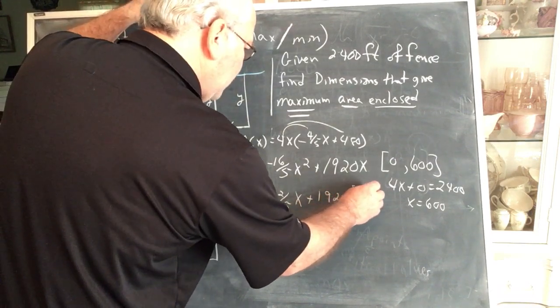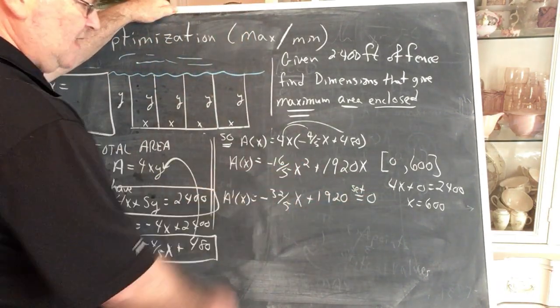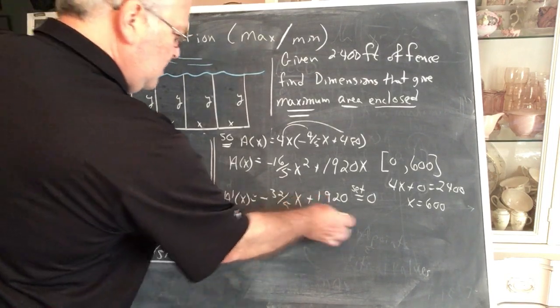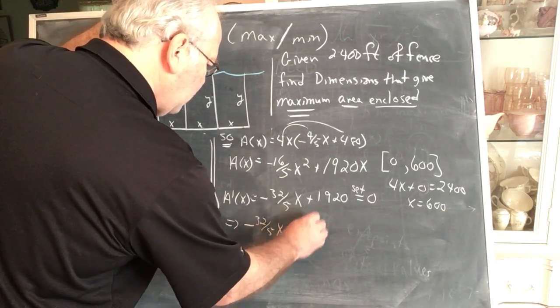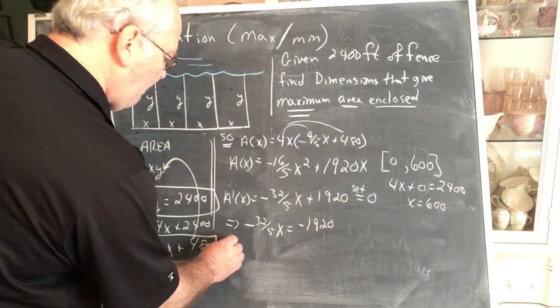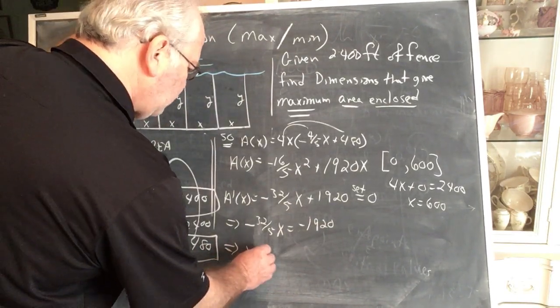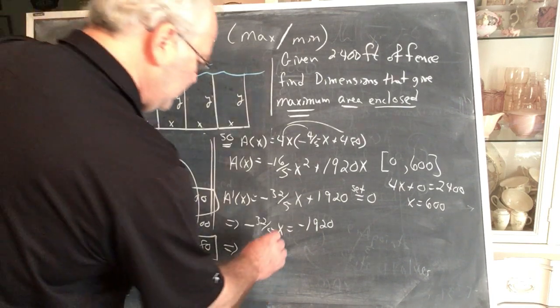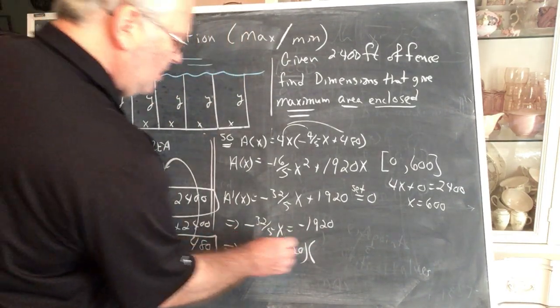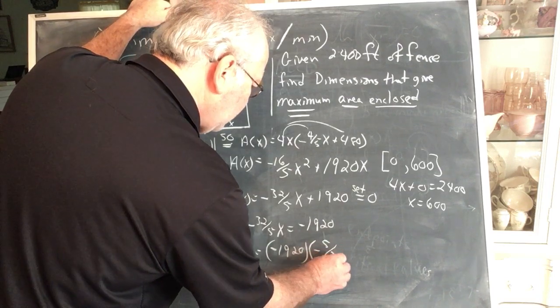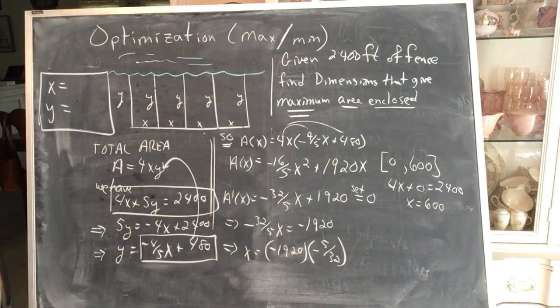So if you set this equal to 0 and back solve for x, what do we need to do? Subtract off the 1920, so we have negative 32/5 x is equal to negative 1920. And so x is equal to, multiply both sides by 5, 32 negative. It's negative 1920 times, multiply by the reciprocal, negative 5 over 32. And trusty calculator comes into play here. 1920 times 5 equals, divided by 32 equals, I have 300.